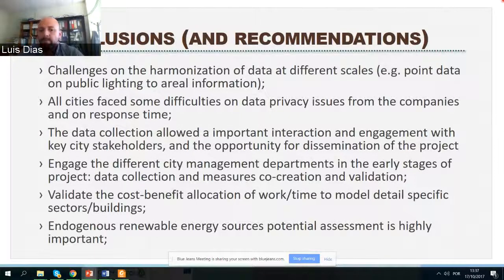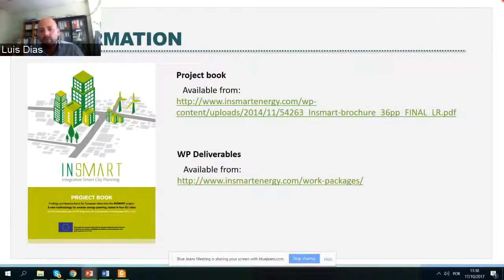Also, as a recommendation: it is important, when deciding the type of model that the city wants to apply, to validate the work and time that is necessary for the modeling, and also to try to point out the questions that want to be answered. And finally, it is highly important to make an assessment of the endogenous renewable energy sources within the city boundaries. Some additional information is available on the InSMART project, for instance, the project book and all the work package deliverables. And thank you.